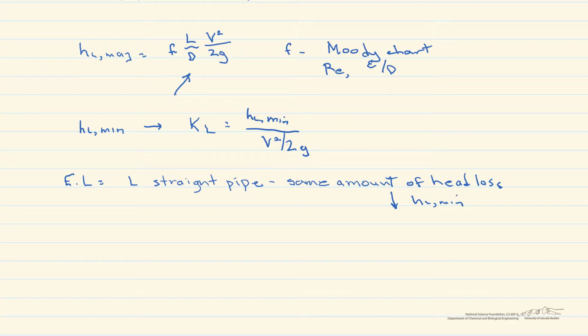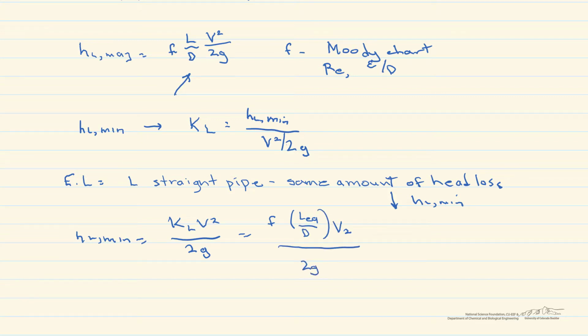So how do we find this? Well, our H sub L minor is equal to our loss coefficient times the velocity squared over 2g, which is equal to, now we're going to write it as we saw the major head loss, the friction factor, this equivalent length divided by D, times V squared over 2g. And if you notice right here, that's exactly what we have, except instead of L, we have an equivalent L.